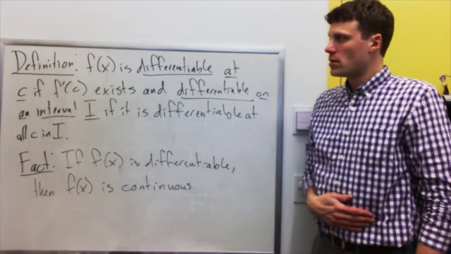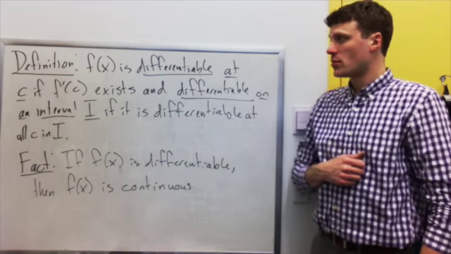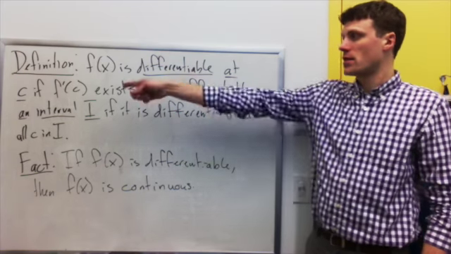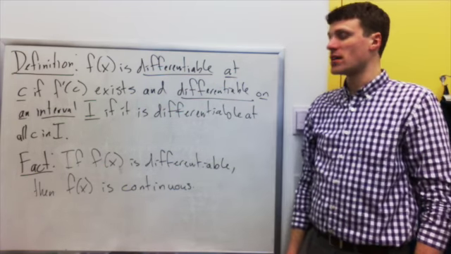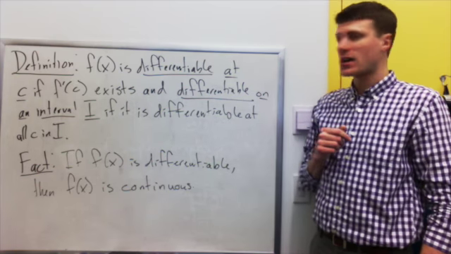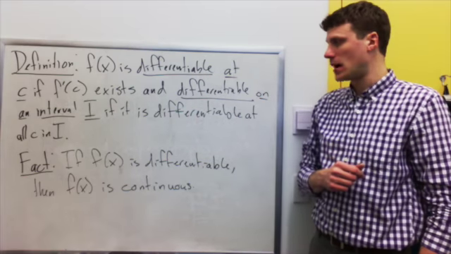Okay, so now we're going to introduce the concept of differentiability. We say that f of x is differentiable at a point c if the derivative at c, f prime of c, exists. And we also say that f of x is differentiable on an interval I if it is differentiable at every point c in I.